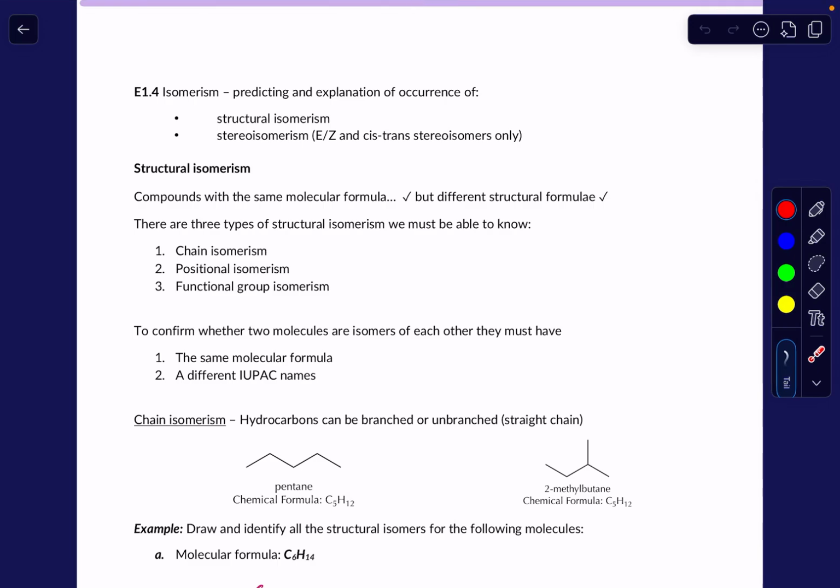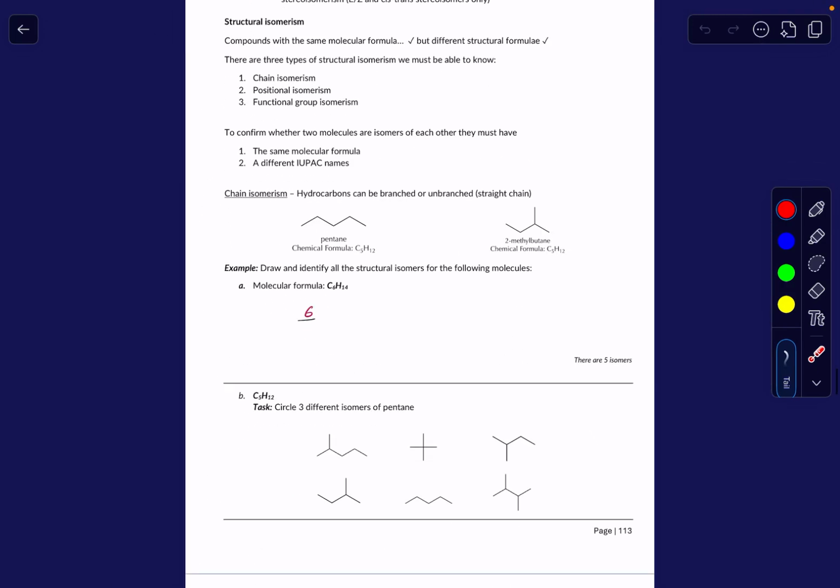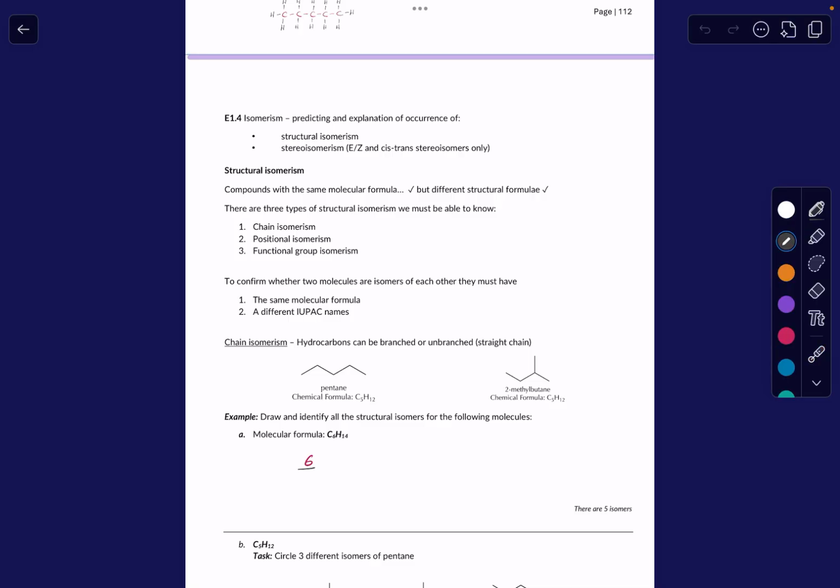All right, so in this video, we're going to look at isomerism, and this is going to be on your page 113. I can't believe we've gone that far. So we've learned some of the skills in order to name and draw molecules, and now what we're going to do is use those to apply it to something called isomerism in organic chemistry.